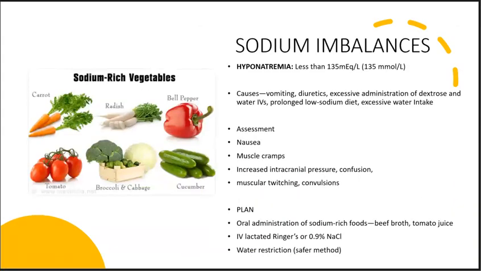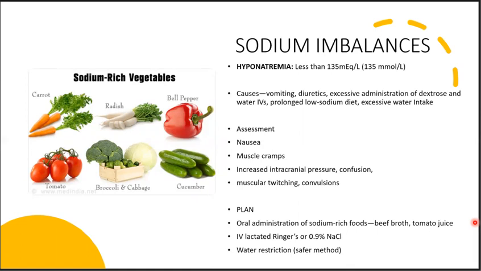The last but not the least would be our sodium imbalance. Sodium is also another important extracellular ion that's responsible for water balance. A normal level should be between 135 to 145 milliequivalents per liter. In hyponatremia, we see levels that are less than 135 milliequivalents per liter, and our sodium could be depleted in the body as a result of excessive vomiting, diuretics, excessive administration of dextrose and water IVs, prolonged low sodium diet, or excessive water intake.